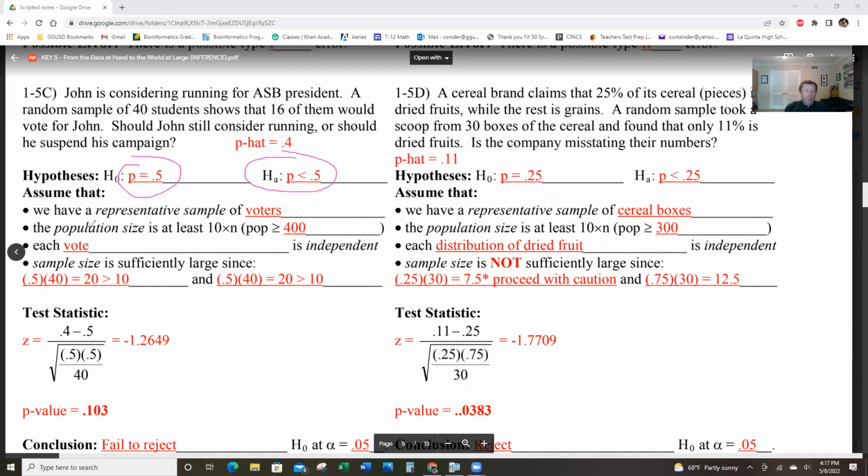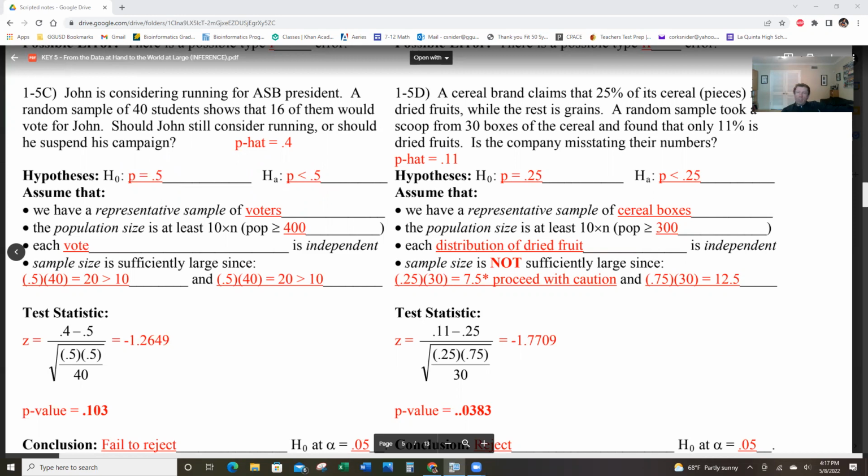Okay. So your SPIN acronym: we have a representative sample of voters. The population of voters is at least 400, which is 10 times 40. That might be about right in an ASB election. I'm not sure how many people actually vote at a school, probably around 1,000. Each vote is independent and the sample size is large because when I did my np and n(1-p), when it's 50%, it's the same answer. So let's go ahead and run this through the calculator again.